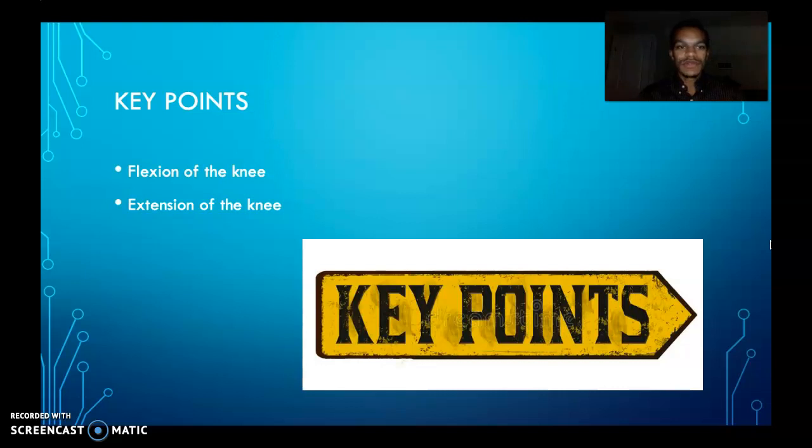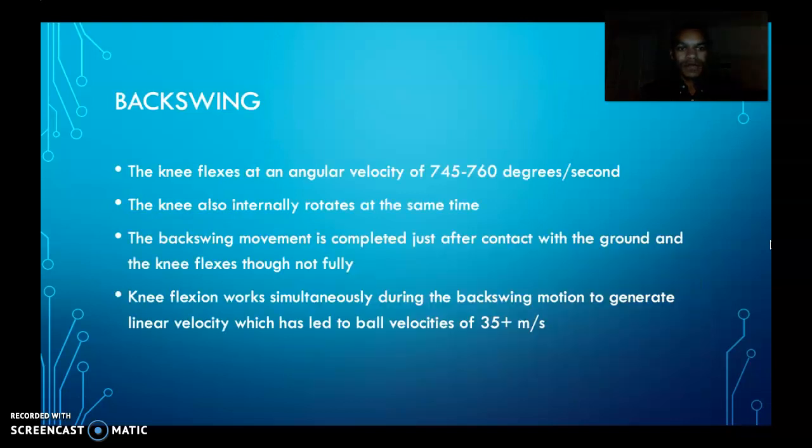The key points are the flexion of the knee and the extension of the knee. The backswing, which is the first half of the motion, is when you're cocking your leg back. The knee flexes at an angular velocity of 745 degrees to 760 degrees per second during the backswing. During this time, the knee also internally rotates at the exact same time as the flexion of the knee.